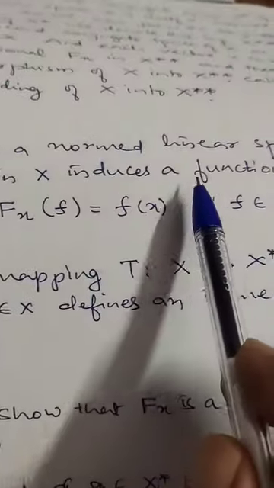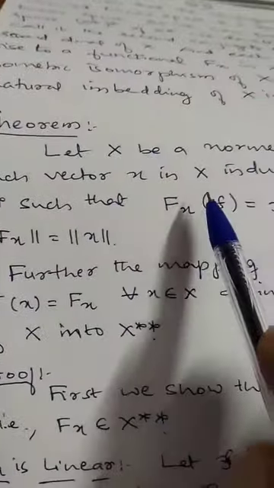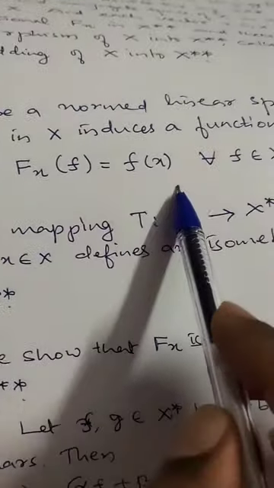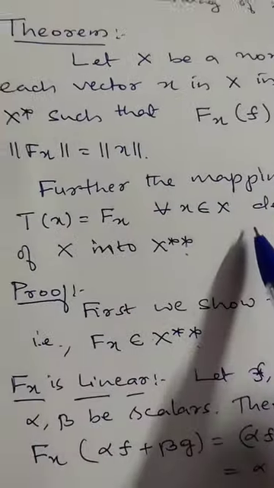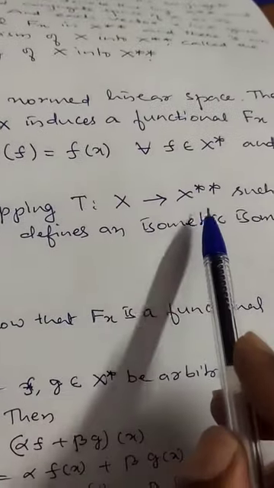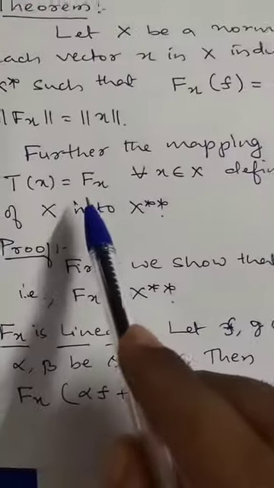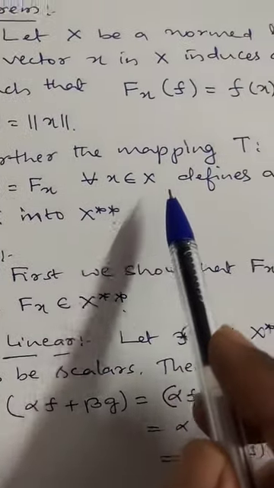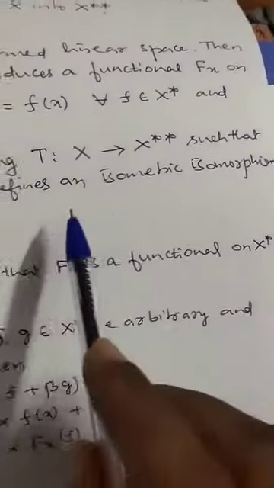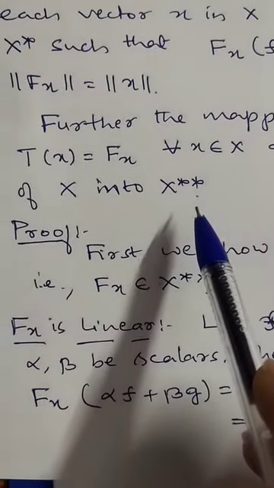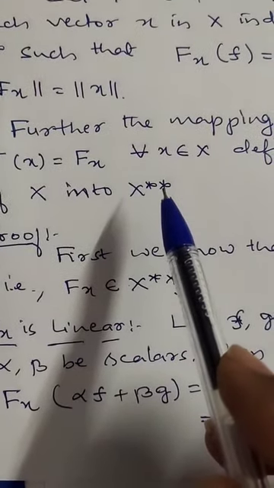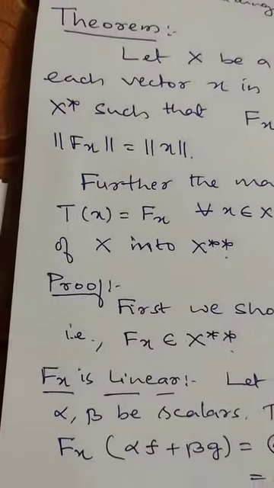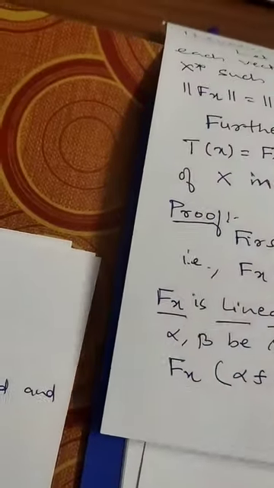So if X is a normed linear space, then each vector x in X induces a functional fx on X star, such that fx of f is equal to f of x for every f belonging to X star, and norm of fx is equal to norm of x. Further, the mapping T from X to X double star, such that T of x is equal to fx for every x belonging to X, defines an isometric isomorphism of X into X double star. This is what we are going to prove in this class.